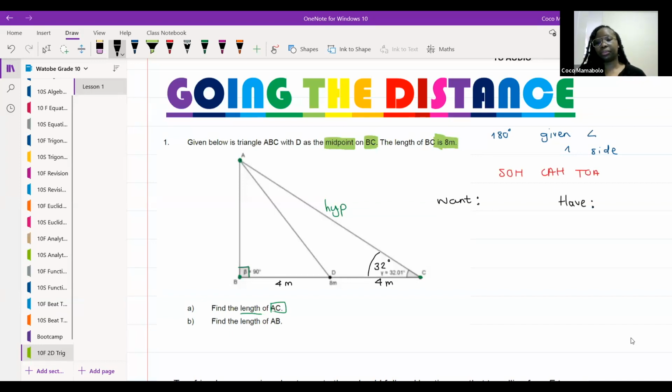Okay. So we know that we have an angle. We have a 32-degree angle. And what other thing do we have in terms of our angle? We don't have the hypotenuse. We have the 90-degree angle. What else do we have? We have one side, which is 8 meters. Good. We have the side, but in relation to our angle, what side is that?